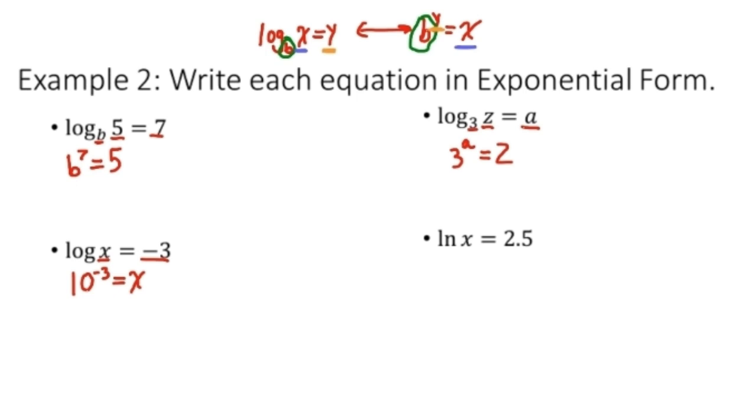Next, natural log of x equals 2.5. The natural log is the log base e. The input in our exponential form is the output of our logarithmic form. So we have e raised to the 2.5 power, and that will equal the input into our logarithmic form, which is x. So natural log of x equals 2.5 is equivalent to e to the 2.5 equals x.